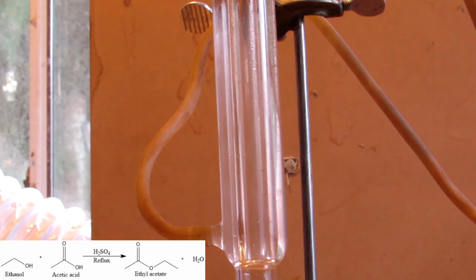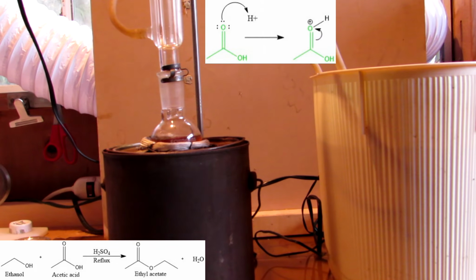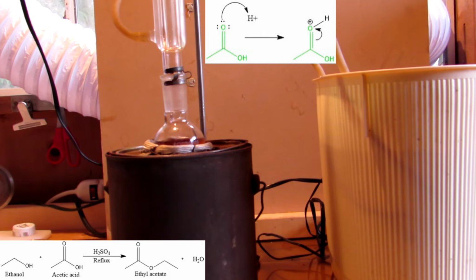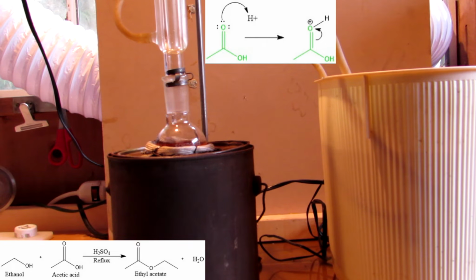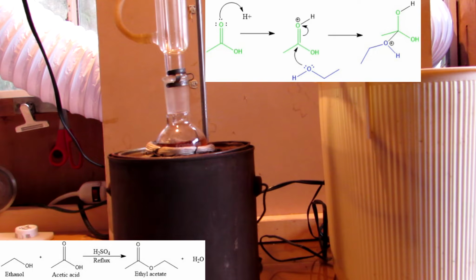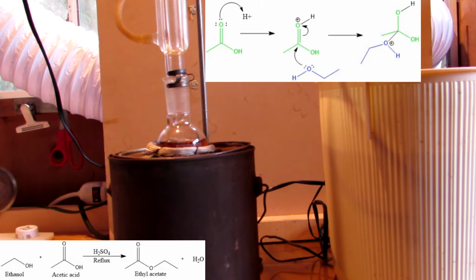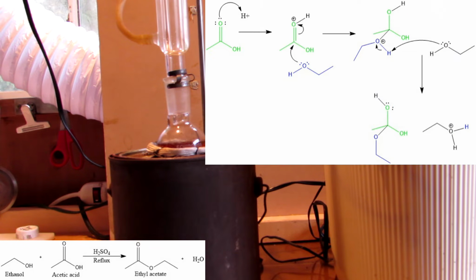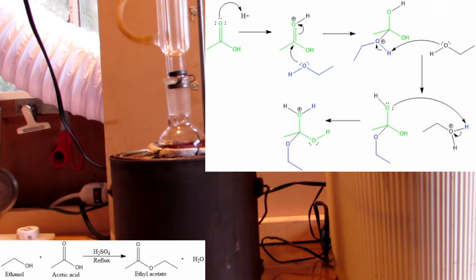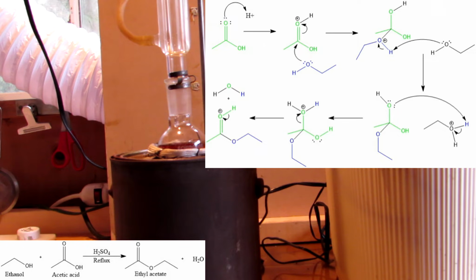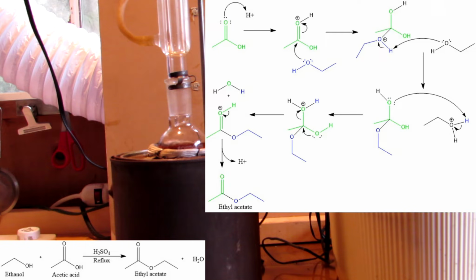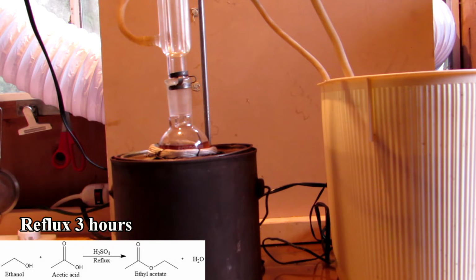As the mixture refluxes, the sulfuric acid protonates the carbonyl oxygen of the glacial acetic acid, which increases the electrophilicity of the carbonyl carbon. The nucleophilic oxygen of the ethanol then attacks the carbonyl carbon of the acetic acid. The oxonium ion then protonates another ethanol molecule, which in turn protonates one of the hydroxy groups, giving a new oxonium ion. The oxonium ion is lost as water, and then the remaining molecule is deprotonated to give the final ethyl acetate ester. The mixture was held at reflux for 3 hours and then allowed to cool completely.